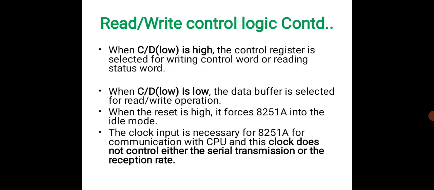And coming here, the C/D bar. Whenever this is high, the control register is selected for writing the control word or reading the status word. When this particular signal is low, the data buffer is selected for read write operation. So when the reset is high, it forces this 8251 into the idle mode. And this clock input, as I have mentioned already, is for the communication with the CPU, and it will not control either the serial transmission or the reception rate.